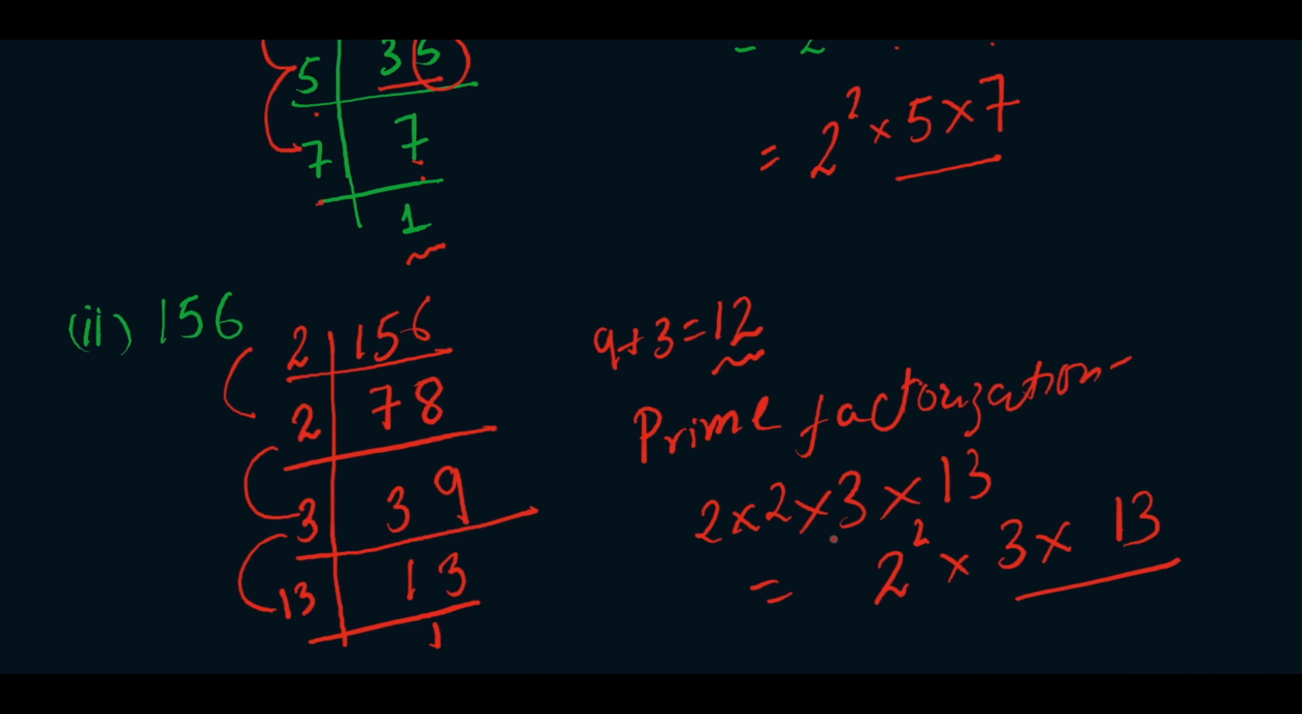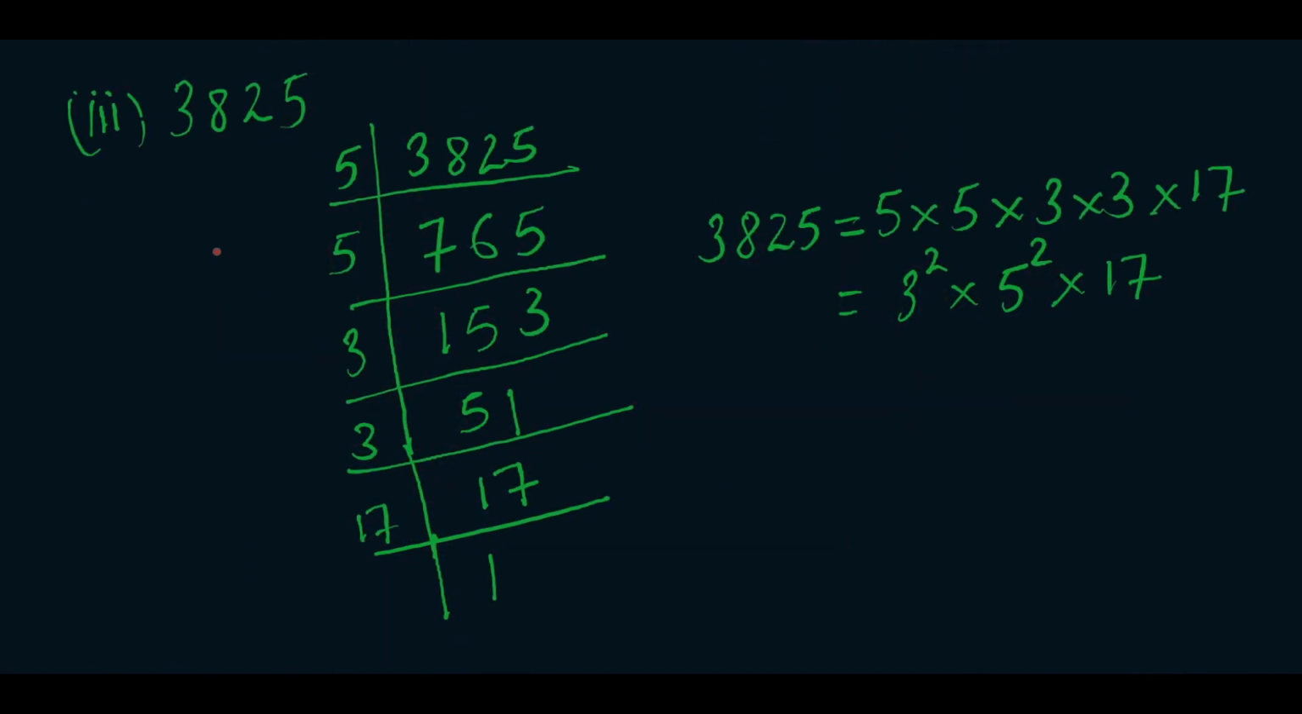Now let us move on to our third question. The question here is 3825. I have told you that if there is 5 at the ones position, you can directly divide by 5. And we know that the order does not matter. So we will divide by 5 first. We divide 3825 by 5, we get 765. Again we divide by 5, we get 153.